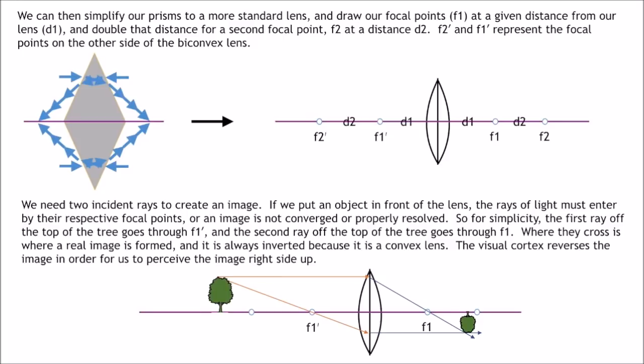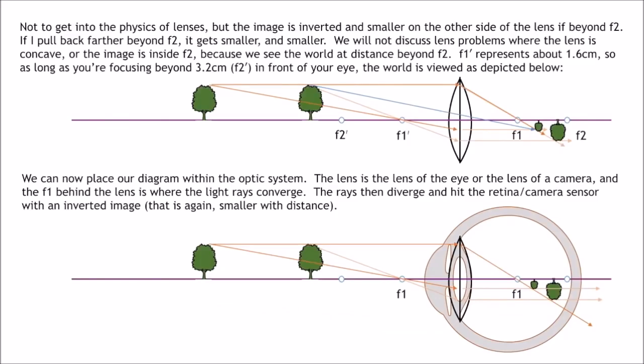And if there are any questions concerning the focal points and lens systems, there are many videos online that go into depth on that system. But not to get into the physics of lenses too much, the image is inverted and smaller on the other side of the lens if beyond f2. And for our purposes, that's what we're going to focus on. If I pull back farther beyond f2, it gets smaller and smaller. Again, we're not going to discuss lens problems where the lens is concave or the image is inside f2, because we see the world at a distance beyond f2.